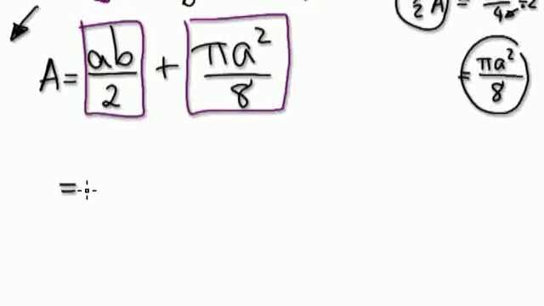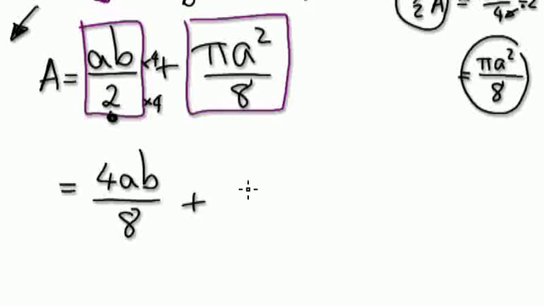Let's tidy up and merge the two together. In order to add or take away fractions, you need the denominators to be the same. So multiply the top by 4 and the bottom by 4. This fraction here would become 4ab over 8. This one stays the same; we're not doing anything to it.